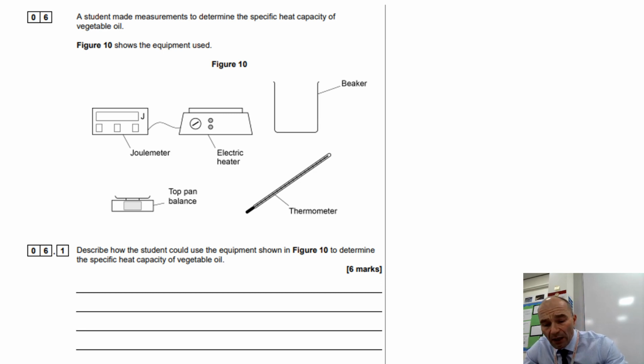So the first thing is I would start off with talking about using the top pan balance. So use top pan balance to measure the mass of oil.